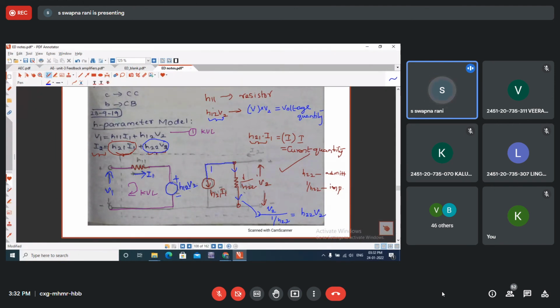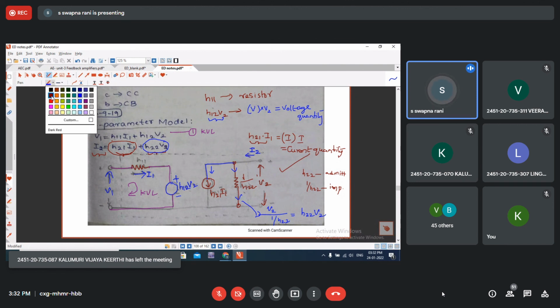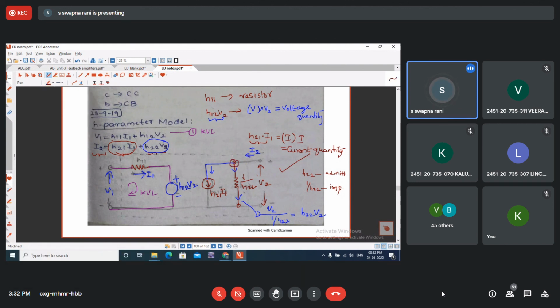So the sum of the current through this branch and this branch will be nothing but the output current of the two-port network, I2. So if you apply KCL at this node, you will get the second equation. By writing KCL at a node, you can get the second equation. So this is the H parameter model.